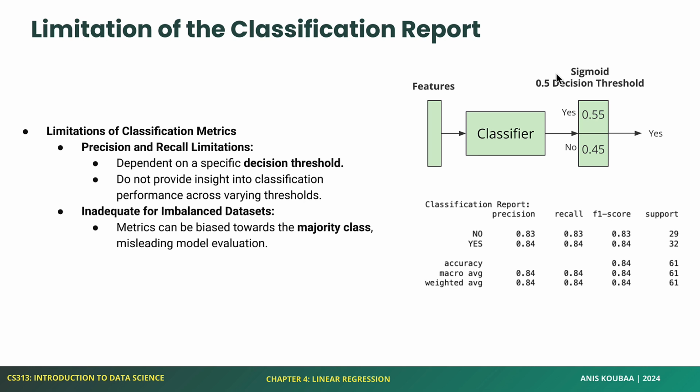But is this the best threshold? That's another question. If I change this threshold, so this is why there is a limitation of just using the precision and recall, because they are based on a specific decision threshold. They do not provide insight into classification performance across varying thresholds. So if I change the threshold, would I get a better performance? What's the ability that the model is able to differentiate between a yes case and a no case? And also, they are not very good for unbalanced data sets.